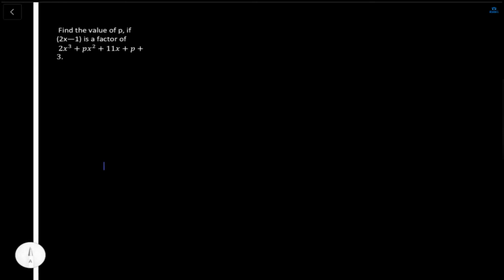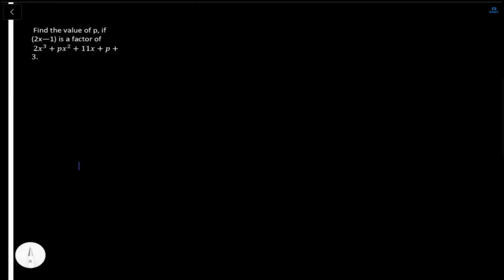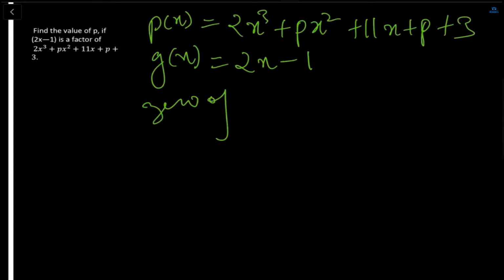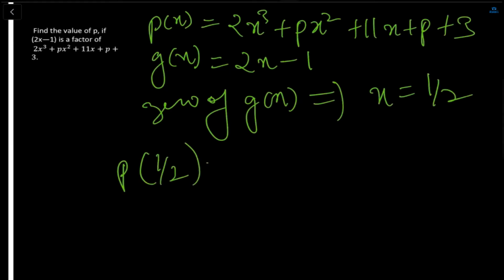Okay, the question is here. Find the value of p if 2x minus 1 is a factor of 2x cube plus px square plus 11x plus p plus 3. So here, we have to put x as 1 by 2, because the zero of g(x) is 1 by 2. Here g(x) is equal to 2x minus 1. See, 2x minus 1 will give you 1 by 2. So you have to put p at 1 by 2.